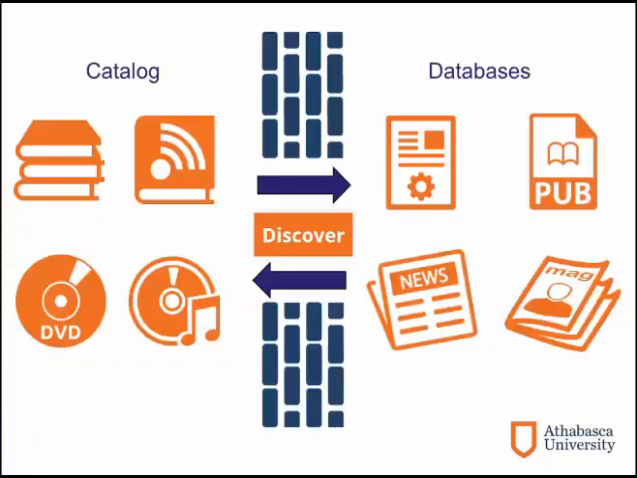This means that you can search the library for items like books, ebooks, and DVDs at the same time as you search for journal articles.